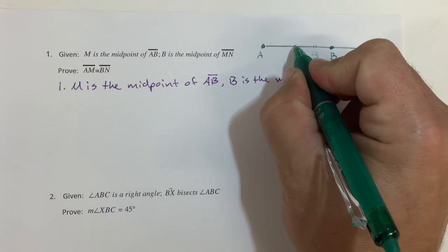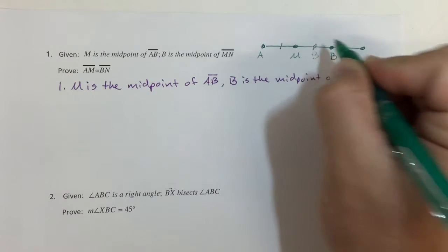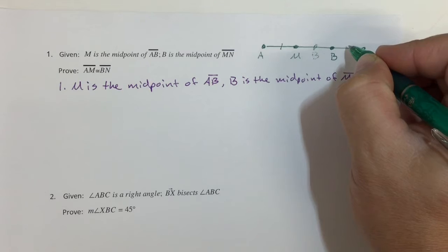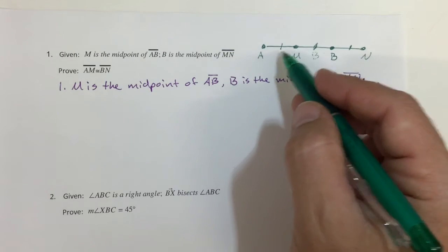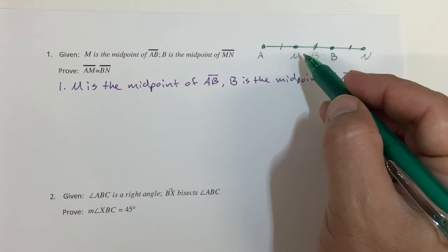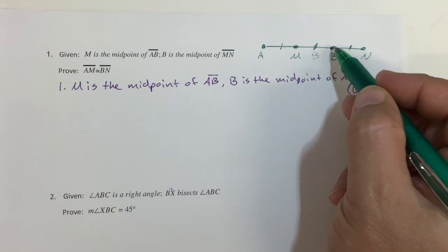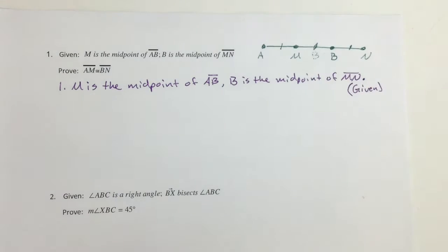And I'm going to put M right there. So M is the midpoint of segment AB, but B is the midpoint of segment MN. So that means it's also congruent there. Now, as I've drawn it, you can see all three segments are congruent. If AM is the same as MB, because that's what midpoint means, and MB is the same as BN, because that's what this midpoint means, then AM has to be congruent to BN, but we're going to write that out as our proof.